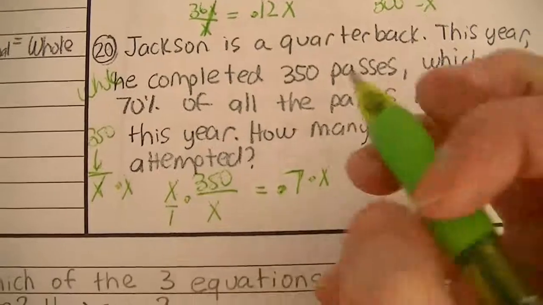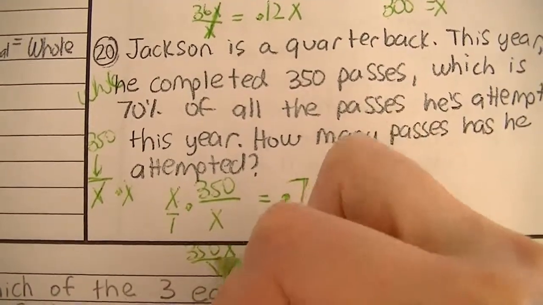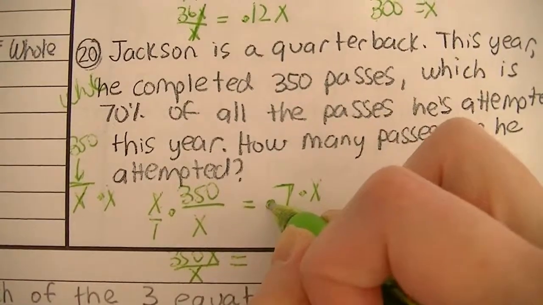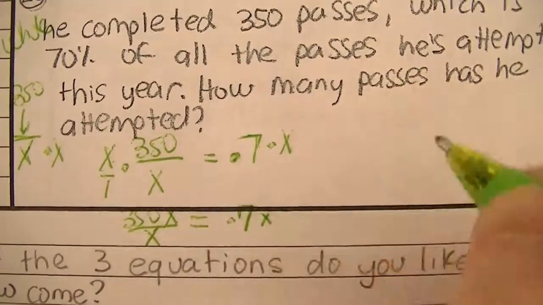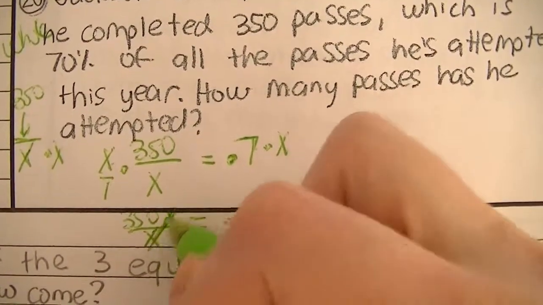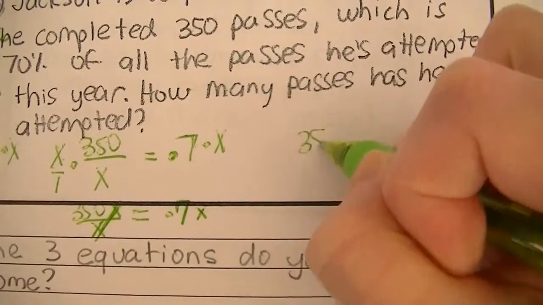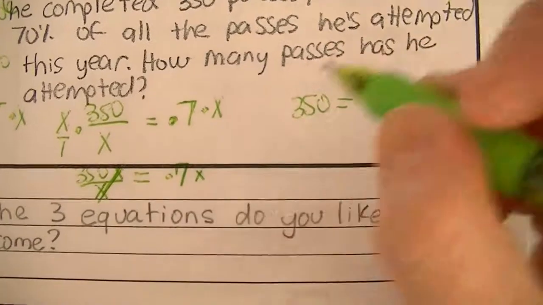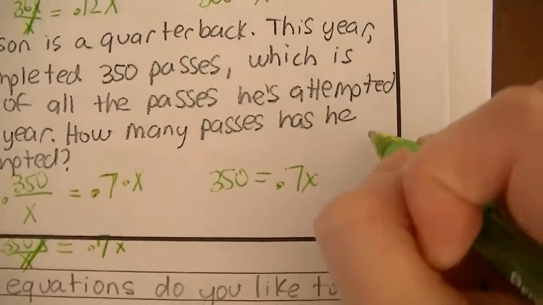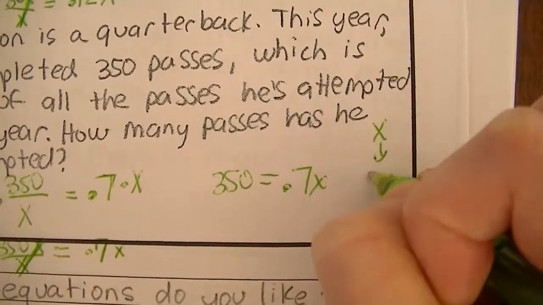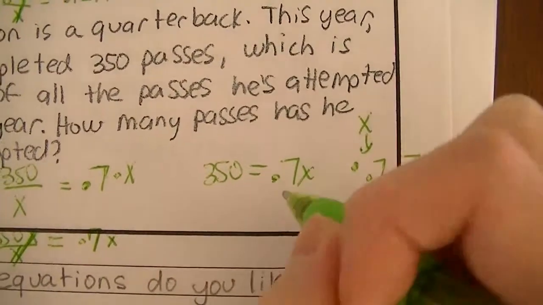Okay, x times 350 is 350x. 1 times x is x. 7/10 times x is 7/10 x. Okay, I see x divided by x, which is 1, a slanty looking one. 1 times 350 is 350. 7/10 times x is 7/10 x. So now it looks like something you're used to solving. So we start with x, multiplied it by 7/10. Inverse operation to multiply is to divide. So we're going to divide both sides by 7/10.